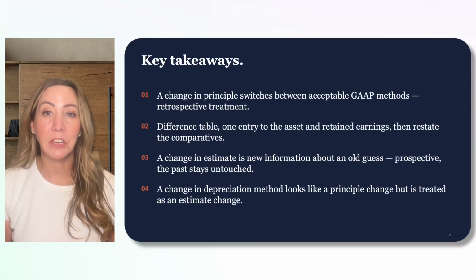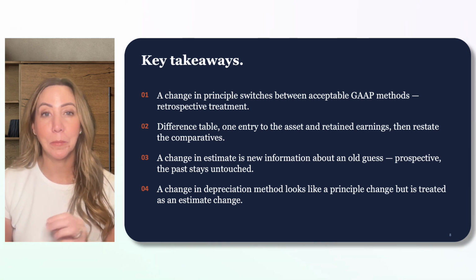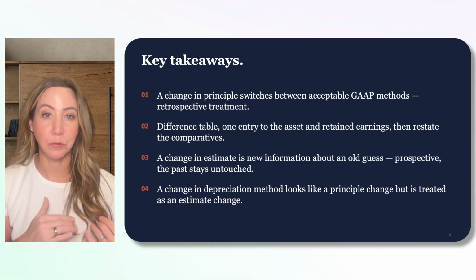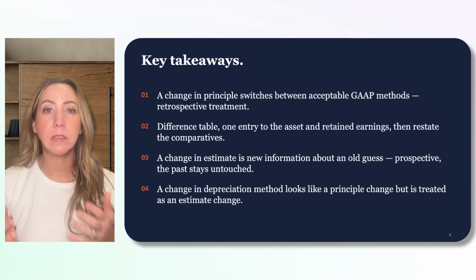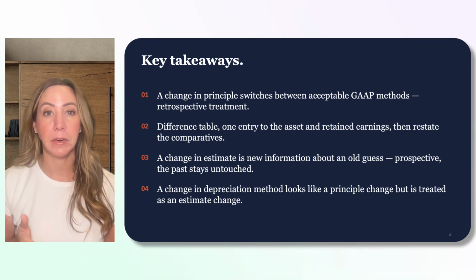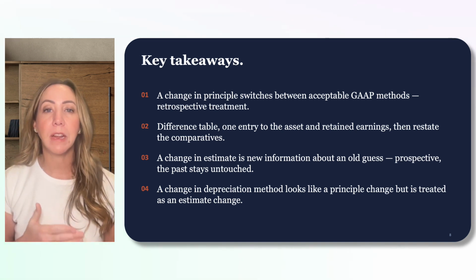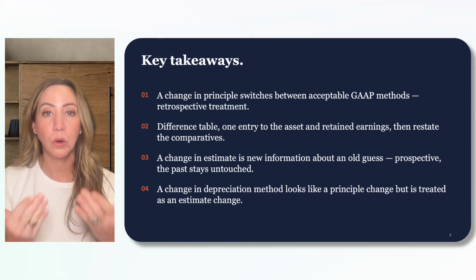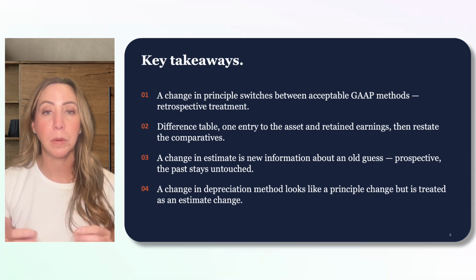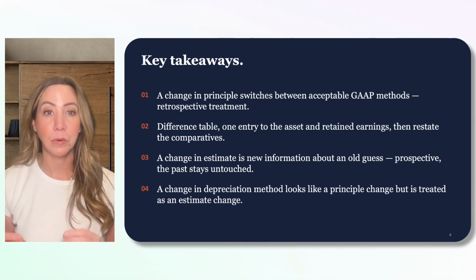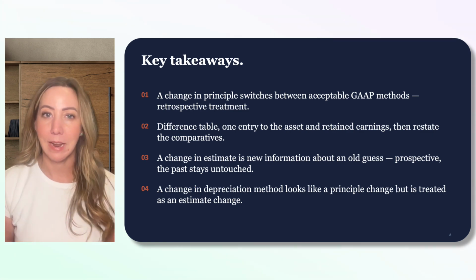To wrap up, a change in principle is a switch between acceptable GAAP methods and gets retrospective treatment. We'll adjust retained earnings for the earliest year presented in our comparative financial statements. A change in estimate is new information and gets prospective treatment. Just use the new numbers going forward. And a change in depreciation method masquerades as a principle change, but is treated as an estimate change.